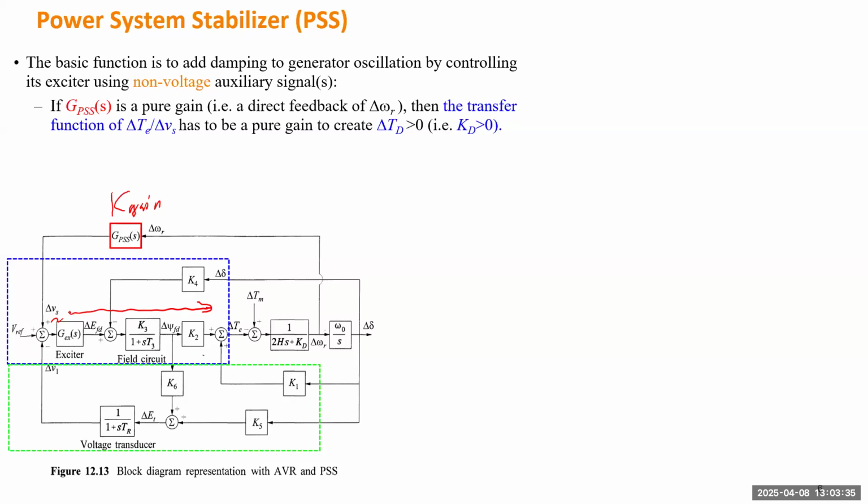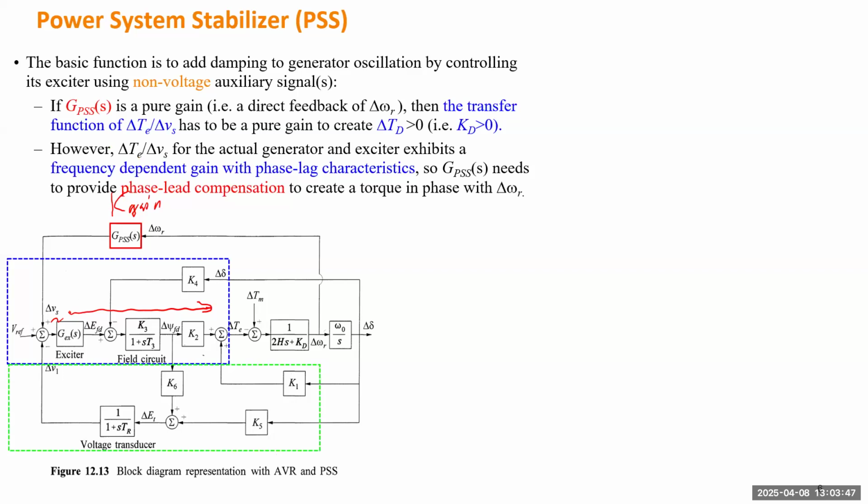But unfortunately, the transfer function from delta VS, so from the input of the exciter until the electric power, is not a pure gain. It does have some phase. That one usually has phase lag characteristic, which means if your input signal is a variation at a certain phase, and you measure the output, the phase will be lagging the input by a certain angle.